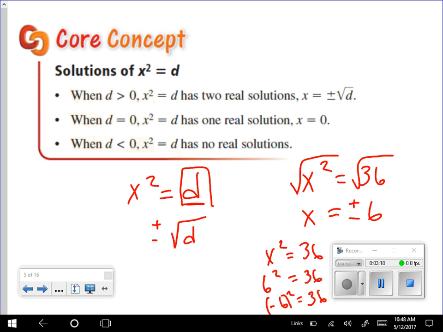Now, when d equals 0, so for instance, x squared equals 0, we're going to have one solution, and all it's going to be is 0. The square root of 0, well, what times itself gives you 0? Well, that's going to be 0.